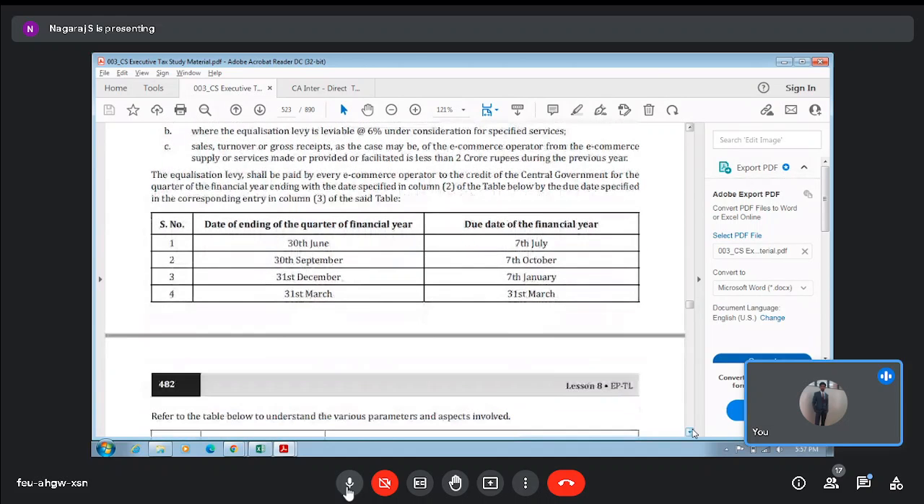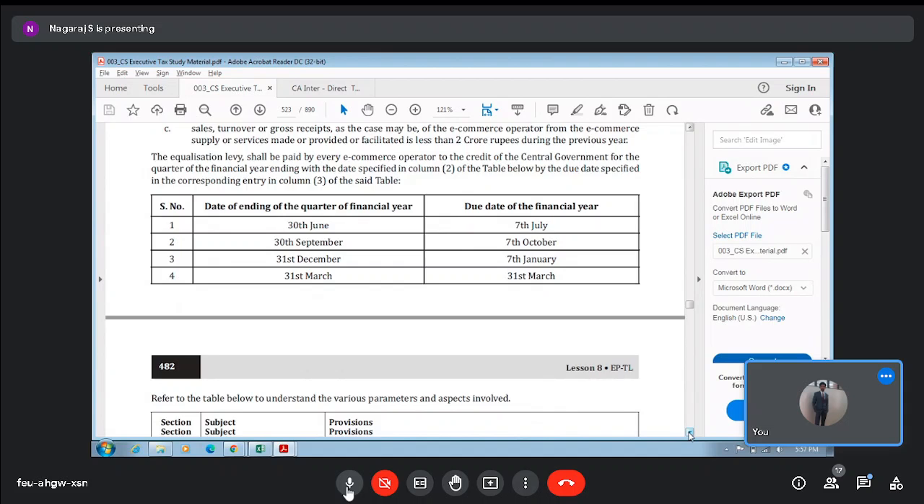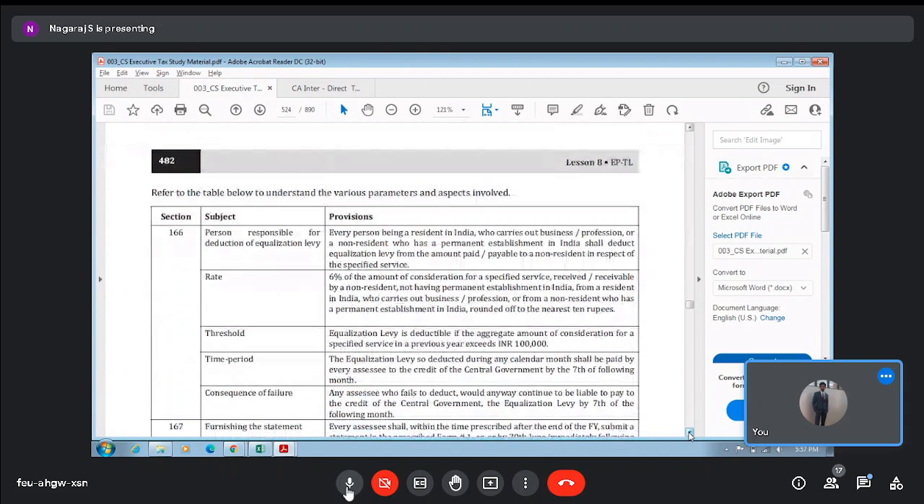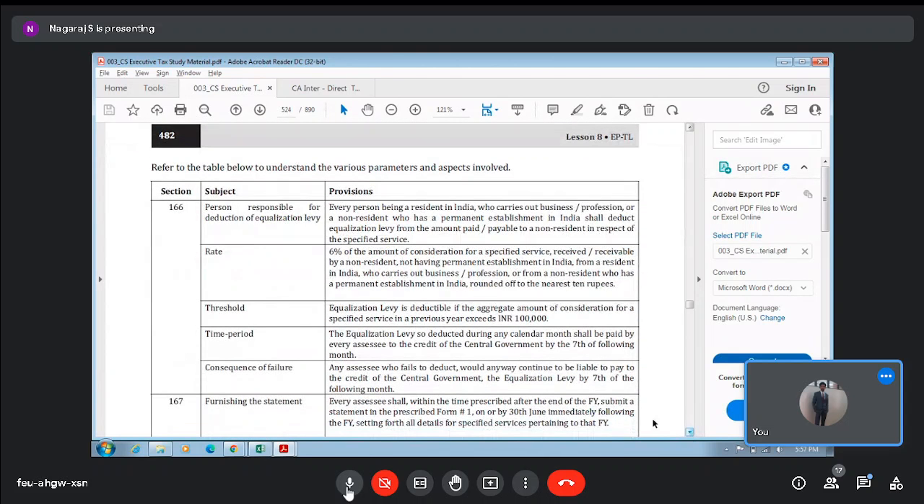There's a threshold. In the next table, it is there, sir. 482 page table is there. Threshold. Okay. Equalization levy is deductible if the aggregate amount of consideration for a specified service in the previous year exceeds 1 lakh. That means whatever the service he is giving to you, for which you are going to make the payment, if that payment exceeds 1 lakh, then only you will have to deduct equalization levy.